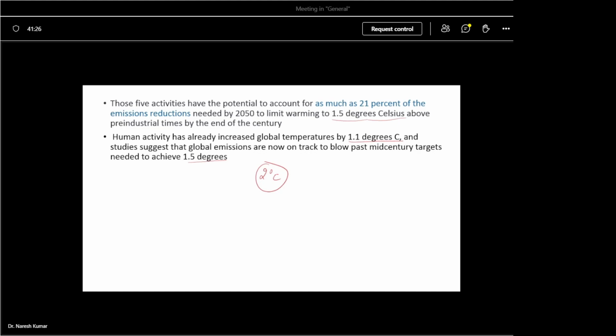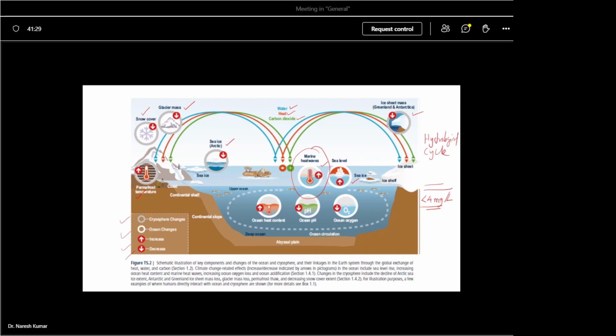Okay, thank you. So ocean pH. What will happen if pH is decreasing? That means more acidic inputs are happening. That is going to dissolve the minerals, increase leaching, and threaten the life that depends on ocean waters. And ocean heat and current changes control water balance. So this illustrates the key components and changes of the ocean and cryosphere and their linkages in the Earth system through the global exchange of heat, water, and carbon.